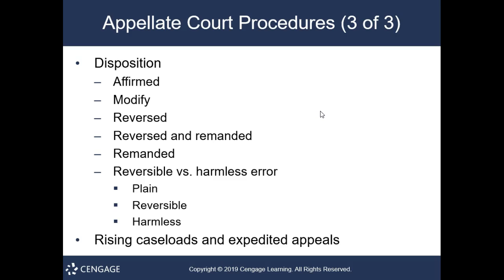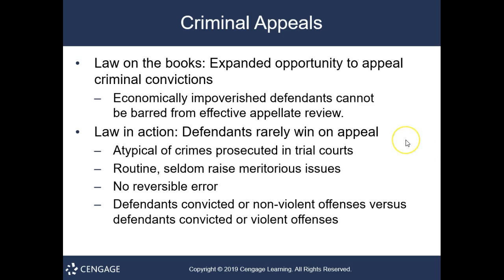With the rising caseloads, we like to expedite these appeals because, since there's a right of appeal, every defendant that goes to trial will be appealing the case as a practical matter, certainly for any felony. And so there's lots of caseload for appellate courts, and there are much fewer appellate courts than there are trial courts. All right, let's look at the law on the books with regard to criminal appeals.